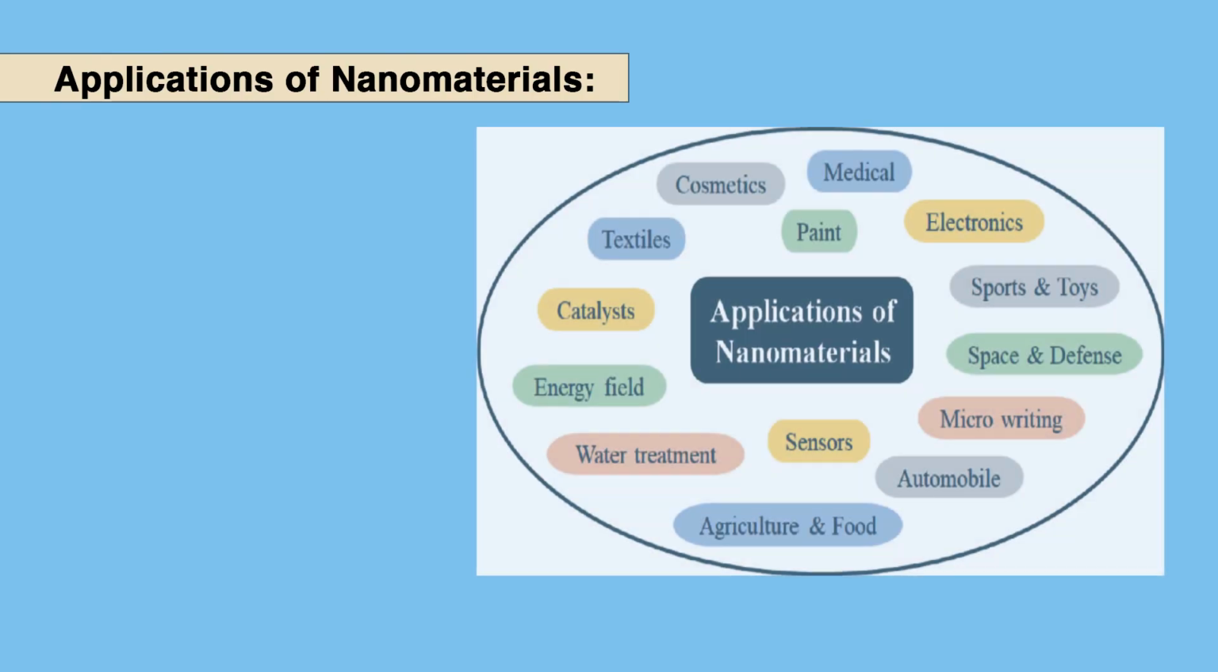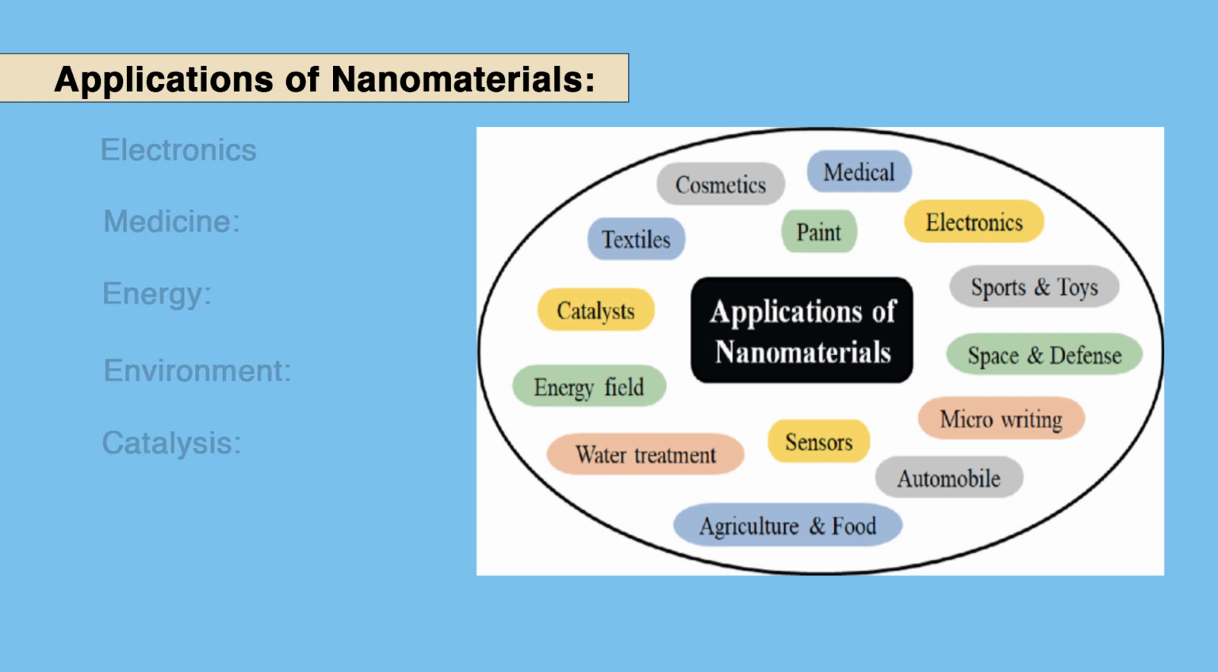Let's first discuss the applications of nanomaterials, then we will discuss the whole process of fabrication of nanomaterials. The first one is in the field of electronics. Nanomaterials are used in the fabrication of transistors, sensors and other electronic devices due to their ability to manipulate electron properties at the nanoscale.